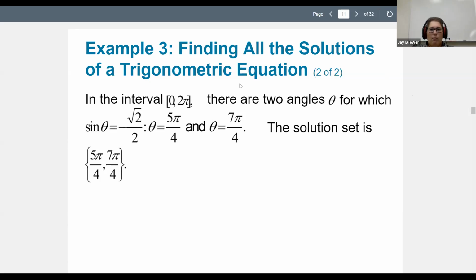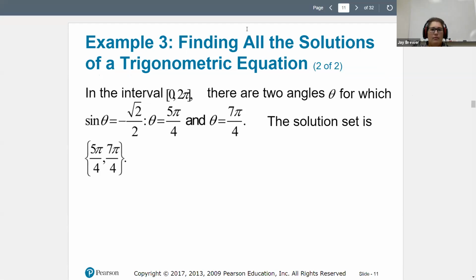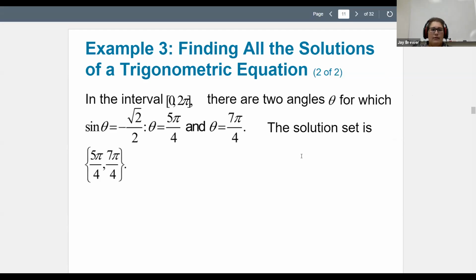equivalent solution. All right. So between 0 and 2 pi, we're just looking at 5 pi over 4 and 7 pi over 4. All right. You do not need to have 8 solutions. You don't need to have 6 solutions because we have a restricted interval. All right. Any questions with that? No? Okay.